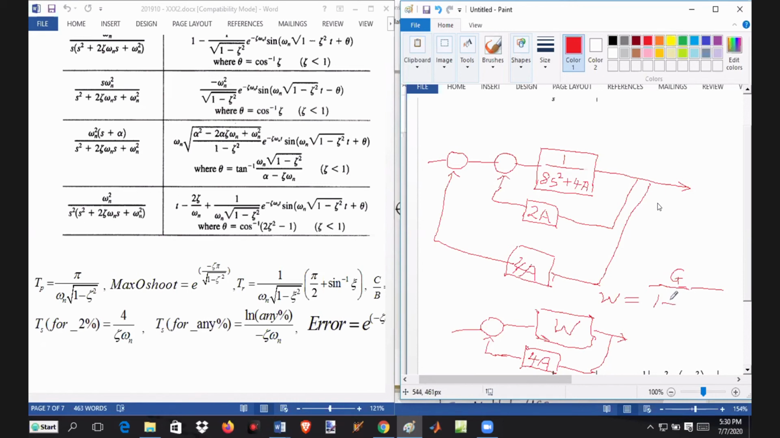So this is 1 plus GS, what is 2a? Just go and put 2a here. 2a is a feedback, isn't it? Feedback path transfer function 2a. So you know W, you know G equal to... That means you have more mathematics to do. You can simplify, and then you can find this characteristic equation.